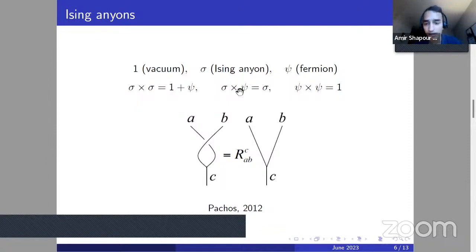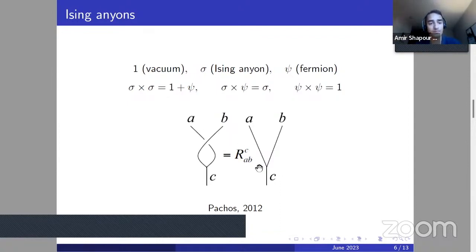This is all self-explanatory, except this one is kind of interesting. Sigma times sigma can give you a 1, or it can give you a fermion. There's an "or" there. The plus doesn't mean you get both. This is crucial for computation, the fact that there's a possibility. There's an intermediate outcome, like you could get a 1 or a psi, and you can encode information in that.